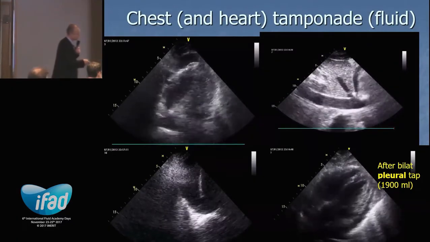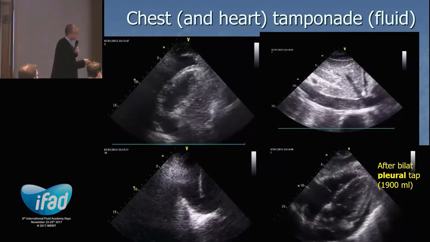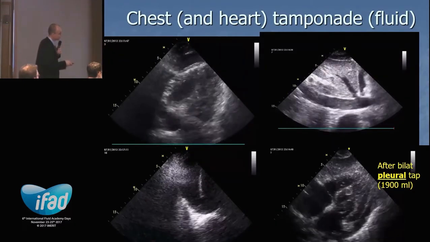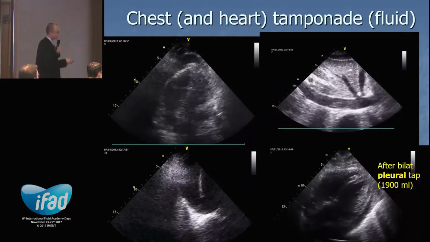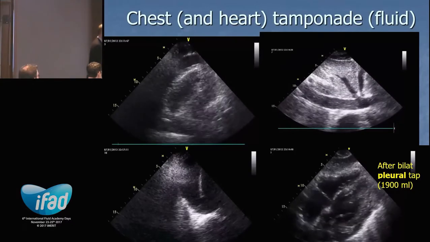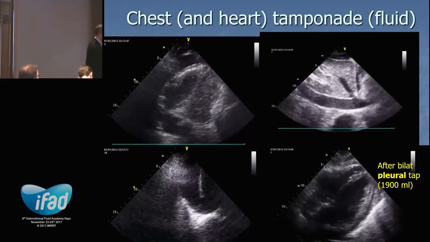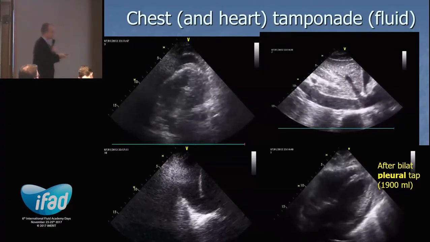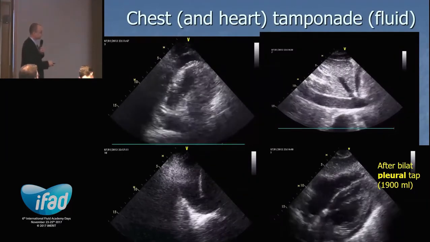And this is, I think, about 40 minutes, half an hour later, after we drained quite an extensive amount of fluid bilaterally. This is the same pericardium without actually getting a needle into the pericardium. We drained just the chest, and this is the same plane after having removed almost 2 liters from the pleura. So this is chest and heart tamponade due to the amount of fluid in the chest.